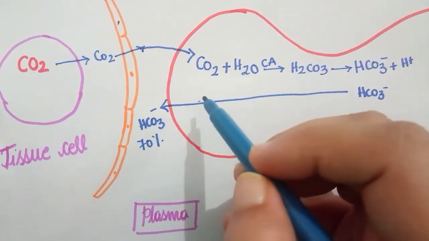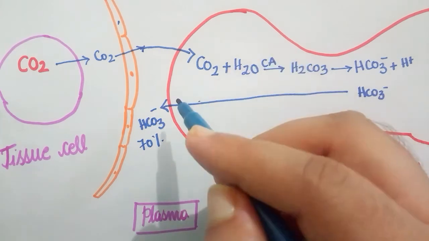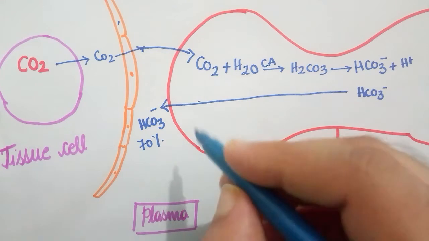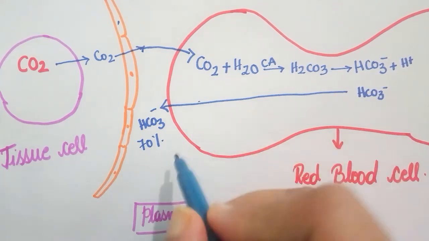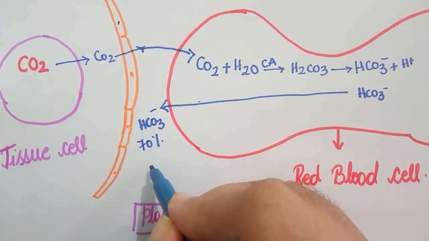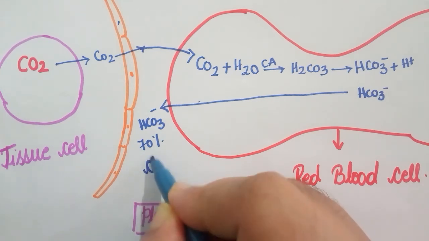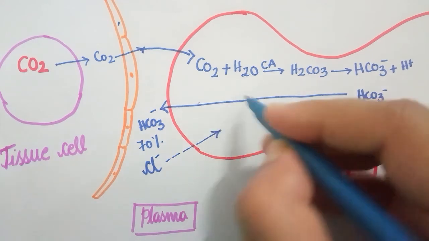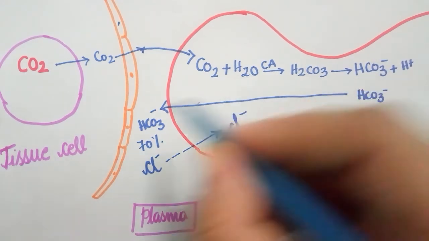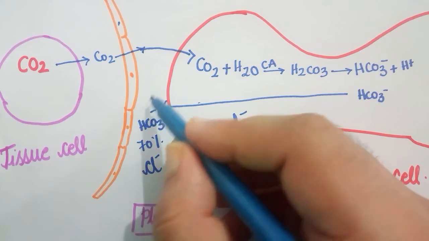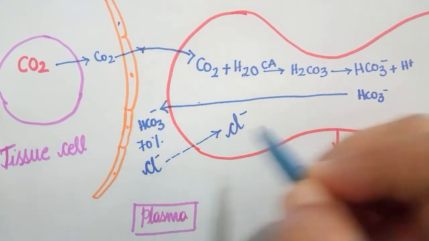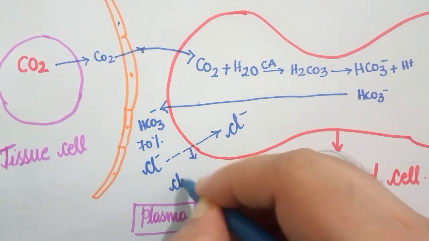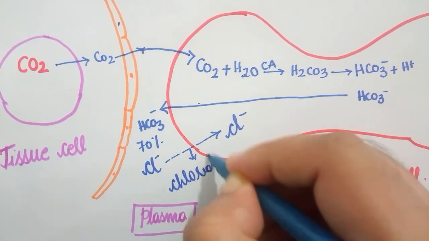To compensate for the loss of a negatively charged ion from the red blood cell, a chloride ion enters from the plasma into the red blood cell. So we have a chloride ion that enters inside the red blood cell to compensate for the loss of this bicarbonate. So one negative charge is sent outside and one negative charge is going inside. Now this is nothing but the chloride shift. This is nothing but what shift? This is nothing but the chloride shift.